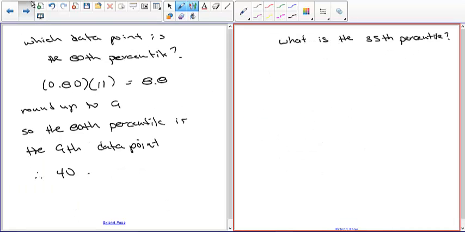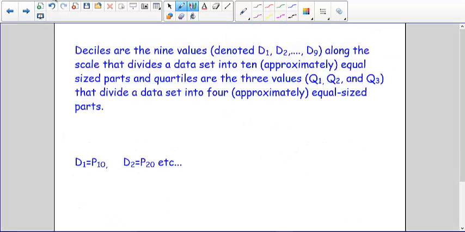Now the next thing is deciles. Deciles are basically just percentiles. It's the multiples of 10 percentiles. So the first decile is 10%, the second decile is 20%. All you really have to do is convert deciles to the corresponding percentile and then do the same thing. So that's nothing new.